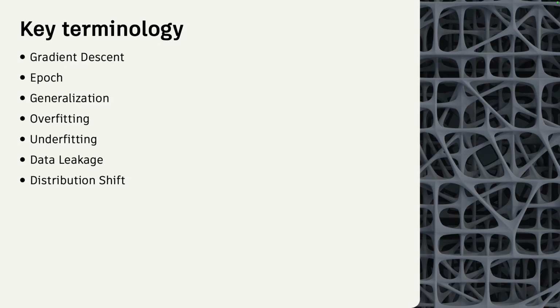Next, we have epoch, which is one complete pass through the entire training data set. Something that we mentioned in our second video to do with data. Generalization is a concept to do with the model's ability to handle new data that is different to our training data set, something that we really want to achieve.